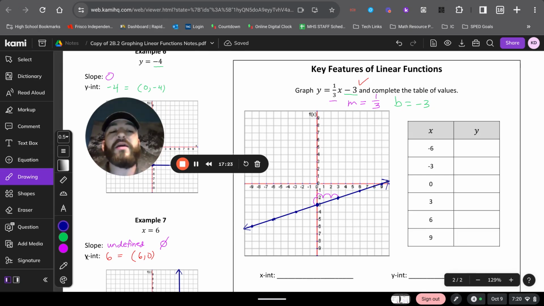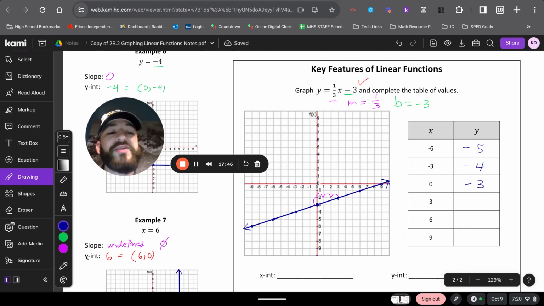Okay, so let's fill out a few pieces of information from here. Let's go ahead and complete a table of values to match up. When x is equal to 0, my y value is -3. That matches up with our y-intercept. When x is equal to -3, our y value is -4. When x is equal to -6, our y value is -5.